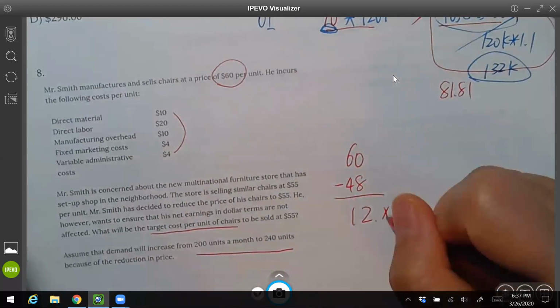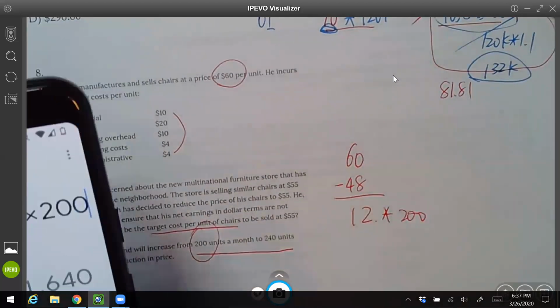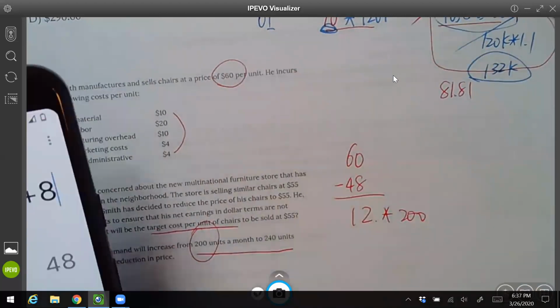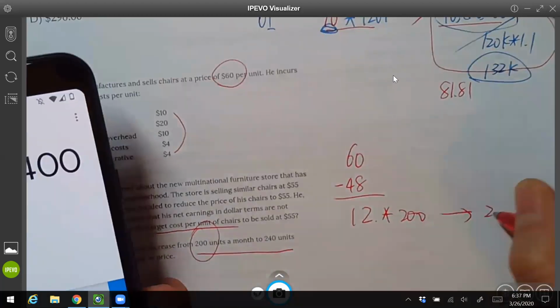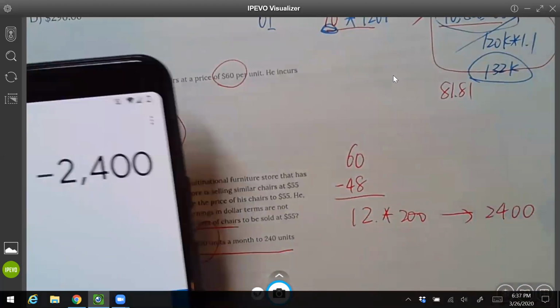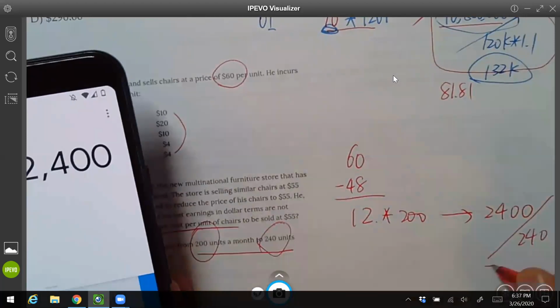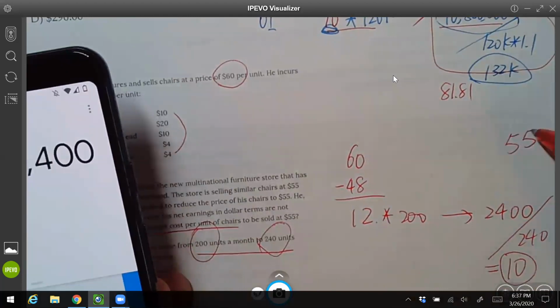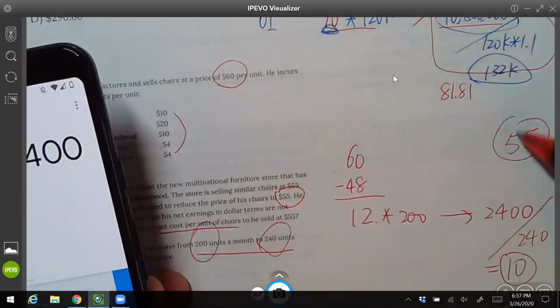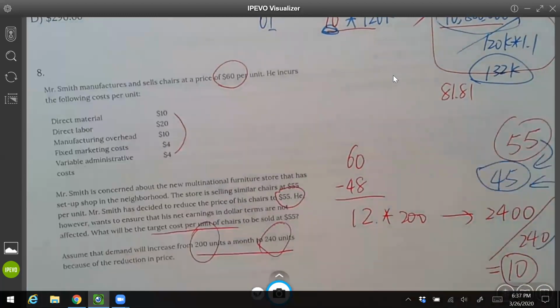And then it's out of 200 units, so we times 200 units. Your total will be 2,400. But now you have 240 units, so each one, the income will be $10. And your selling price is 55, so your cost will be 45. I believe that's the right answer: the target cost is $45.